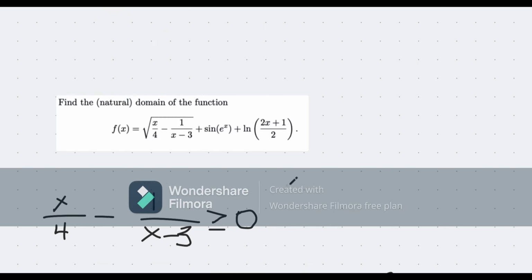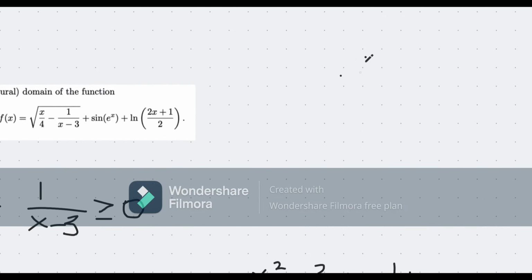The other restrictions of this question, let's do this part next. Sine of e to the x. This has no restrictions. You could put anything for x. You could put any number. So this gives no restrictions.